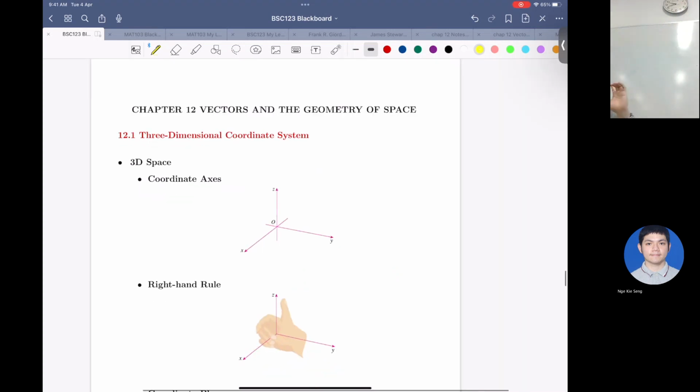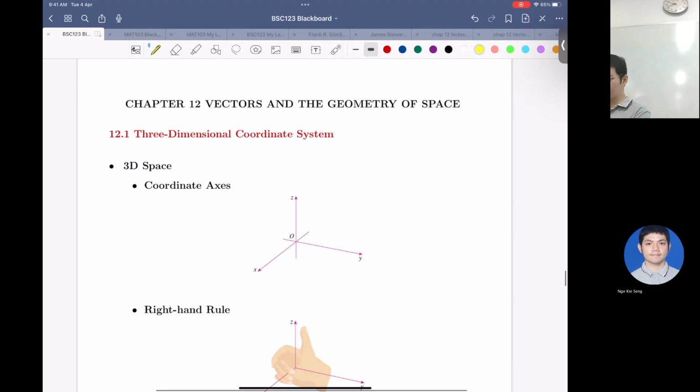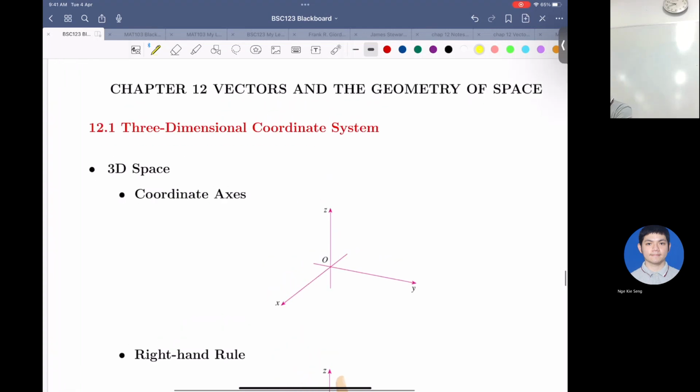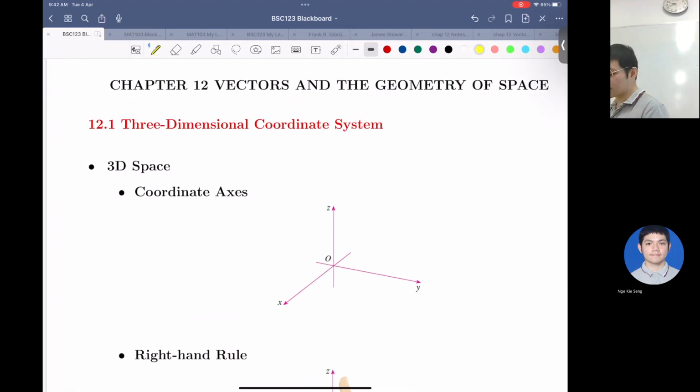Just to remind you, we are doing revision on linear algebra for the first section here. So try to recall what you learned from linear algebra. In 3D space, we have X, Y, Z here. Three directions.